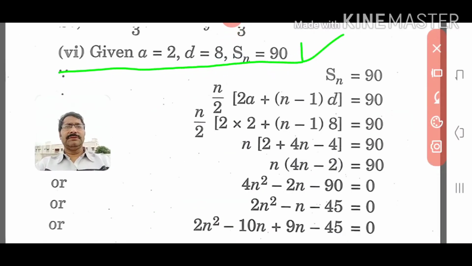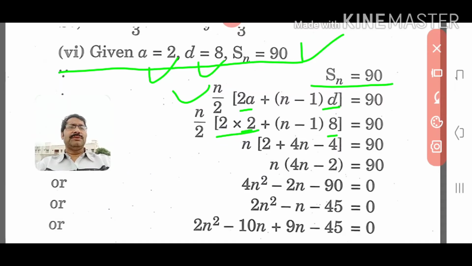Now we do question number 6. Here a is given to you as 2, d is given as 8, and Sn is given as 90. So look here, first of all you write Sn equal to 90. The Sn formula we know already: n by 2 times (2a plus (n minus 1)d) equal to 90. Here a is 2 and d is 8, so you put these values, and n as it is. So 2 into 2 is 4, then (n minus 1) into 8.